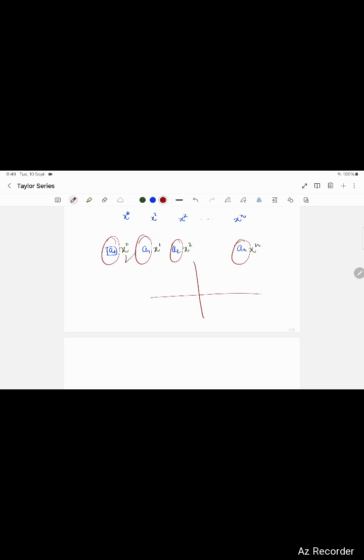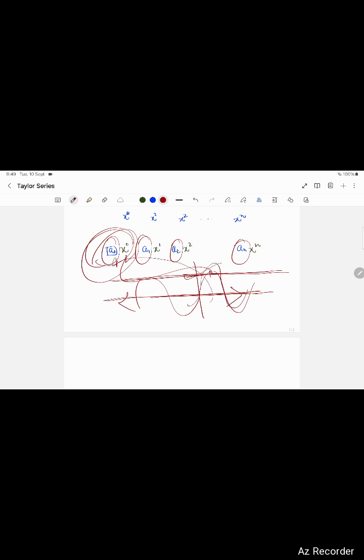Let us suppose we have x naught. What is x naught? It is not varying with respect to x. Whatever x is, this term is constant. It is a constant value. So if we are representing some function, let us suppose sine, we have to know whether this coefficient is there when we represent the sine function in terms of the polynomial.